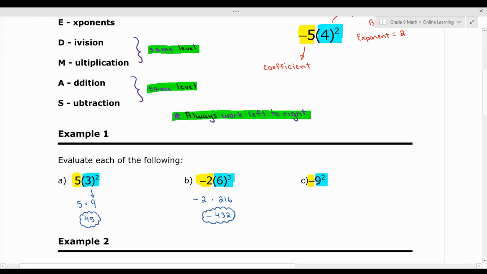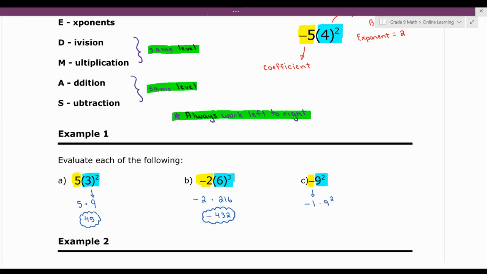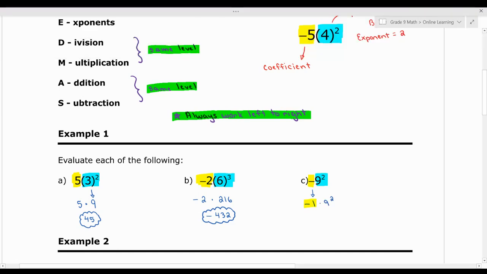One last one. Just be careful if you saw a random negative sign here. Remember that actually means there's like a negative 1, and then I could say times 9 to the power 2. Okay, so multiplication, exponent, according to BEDMAS, I have to do the exponent first. So 9 to the power 2 is 81, which just means I would get an answer of negative 81.